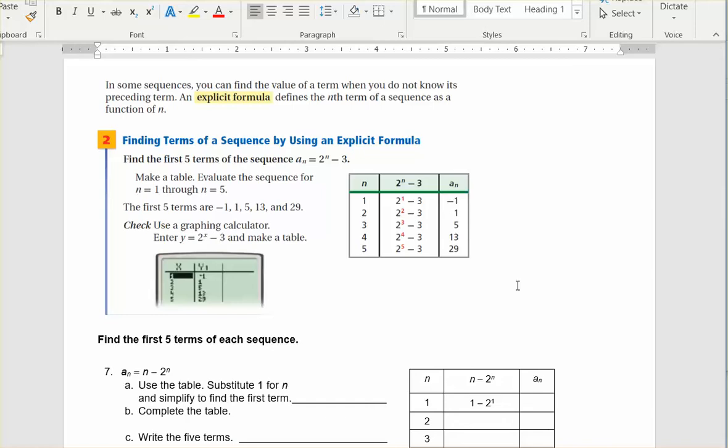Okay, so because the recursive way always relies on us finding every term in a sequence before the term we're looking for, there's also an explicit formula where you don't have to do that. The explicit formula lets you find any term of a sequence. You don't need to know all of them in order before that.